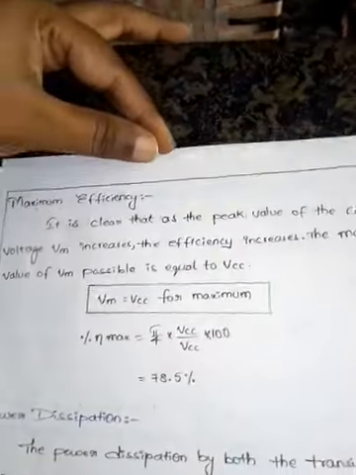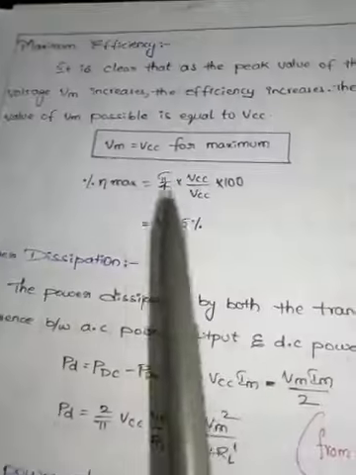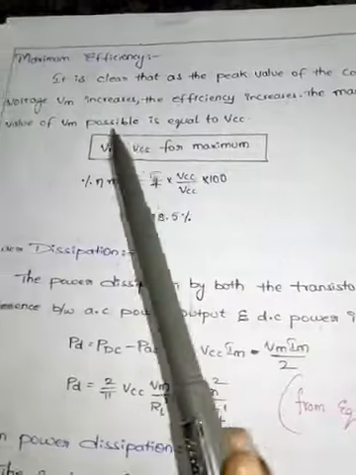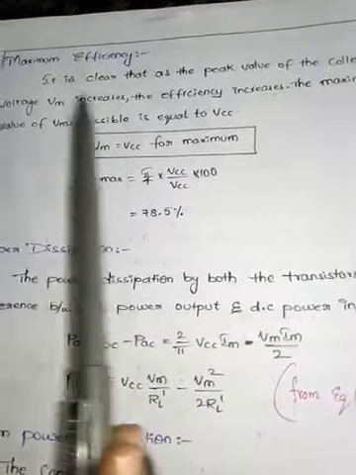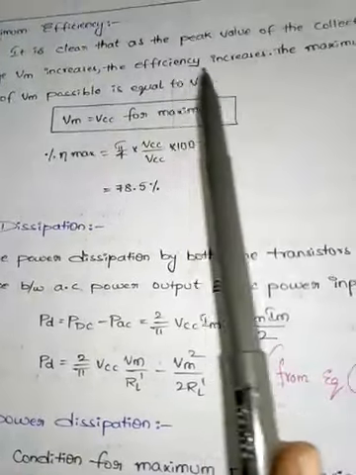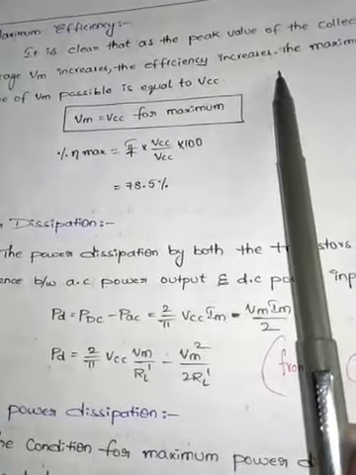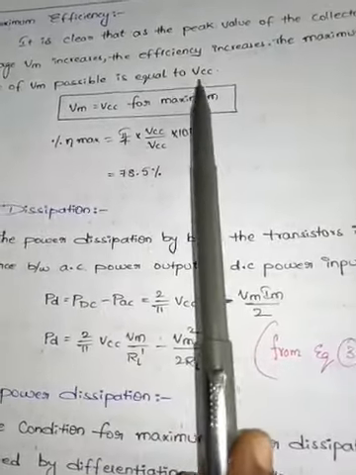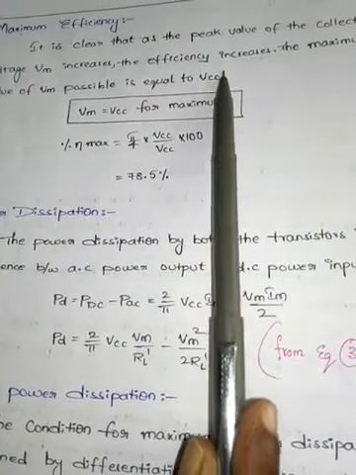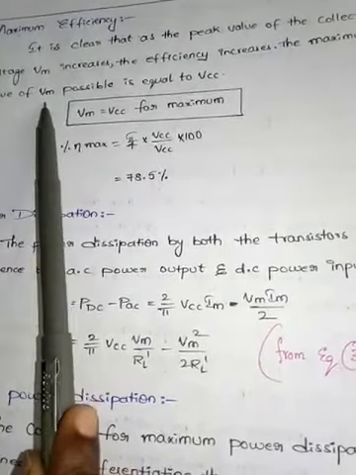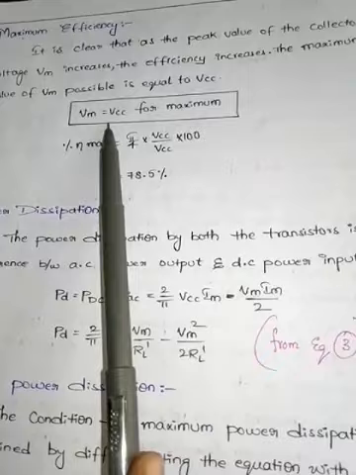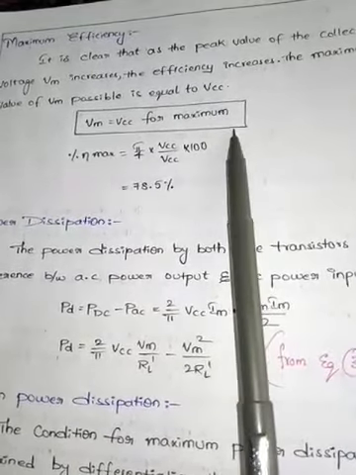So next we need to calculate the maximum efficiency. In order to calculate the maximum efficiency, see, whenever the peak value of the collector voltage Vm increases, the efficiency increases. So the maximum value of this Vm will equal VCC. The maximum peak value of the voltage Vm equals the supplied voltage VCC. So you will get Vm equals VCC for maximum efficiency.